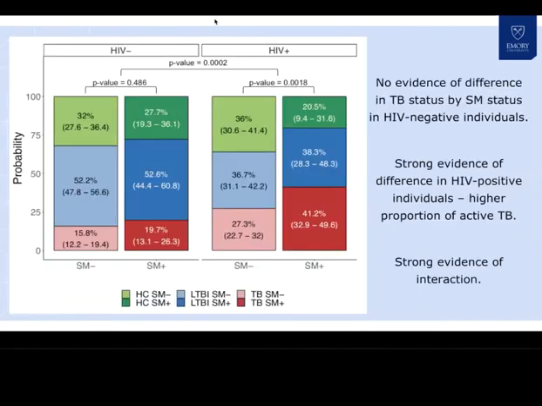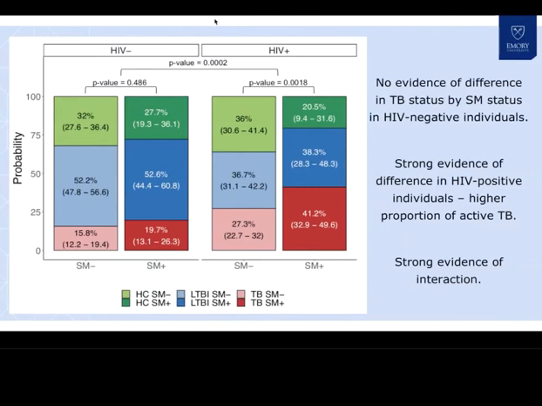So here are the results, and we'll just walk through them briefly. On the left side here is HIV negative individuals. The right side is HIV positive individuals. And then the bars are showing the distribution of the TB outcomes. So the bottom bar in each case, the reddish bars, that's active TB. The bluish bars, that's latent TB, and green is healthy.